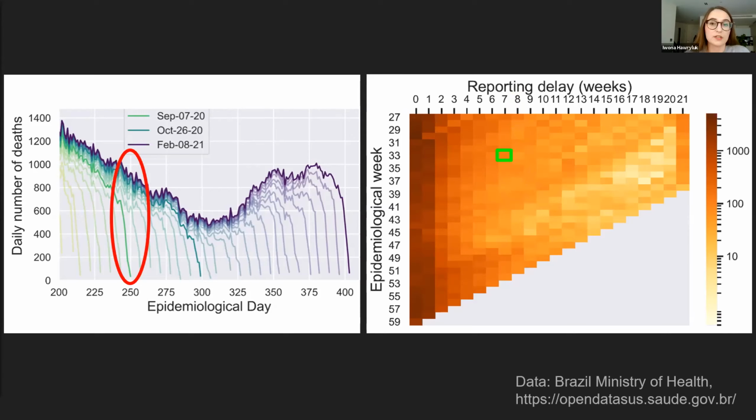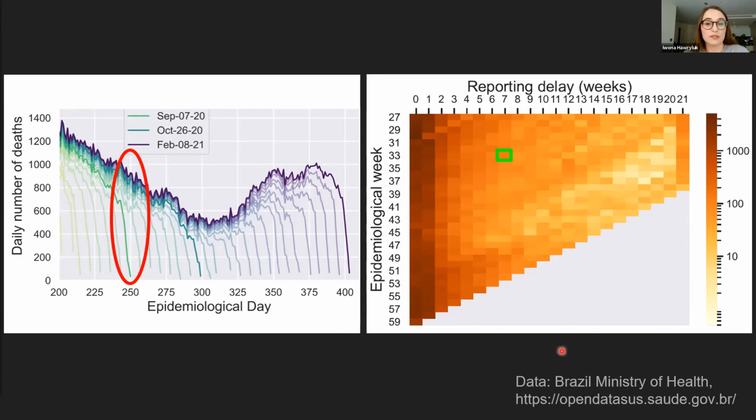You can see here that although most cases are reported within 2 weeks since they happen, there are still a lot of deaths that are being reported with substantial delays. To get the true number of deaths that occurred in a week, you have to sum all cells in that row. But as you can see, almost half of this matrix is empty because those deaths are yet to be reported in the future.